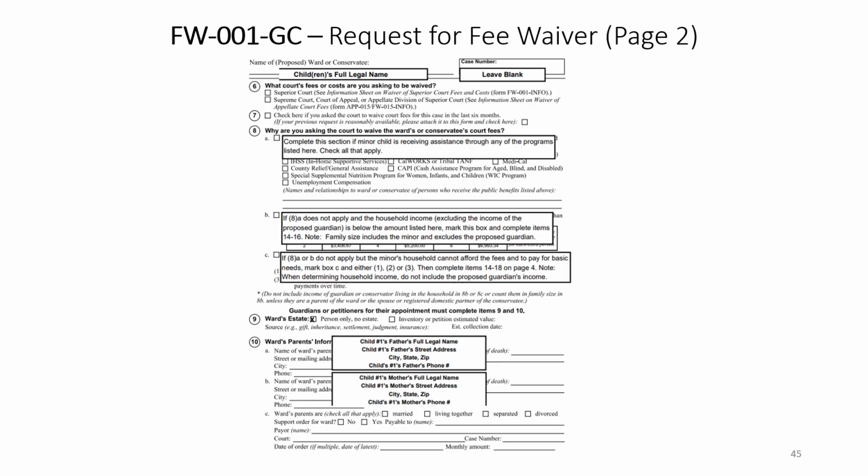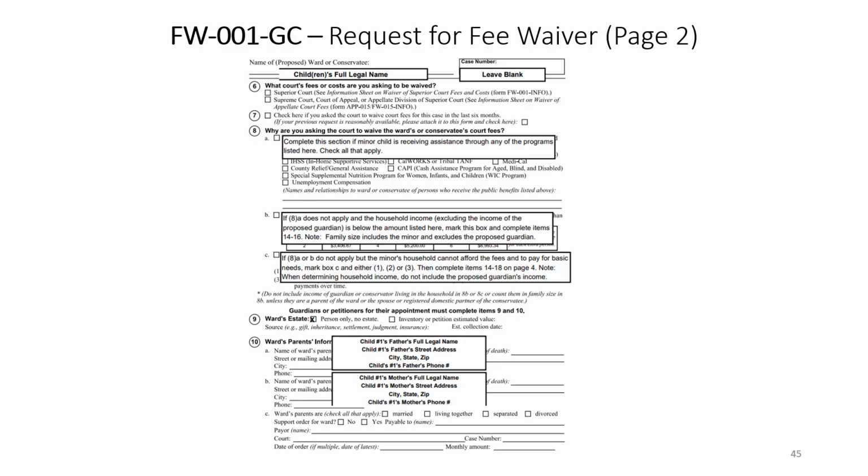If the minor does have an income, such as from a part-time job, then cross out this language and instead check box 8B if the minor's income is below the amounts listed. If their income is above that amount, then check box 8C and fill out the indicated sections on page 4 of this form. The fee waiver is based on the minor's income, and because most minors have no income, most fee waivers are approved. In item 10, fill out information about the child's mom and dad here.